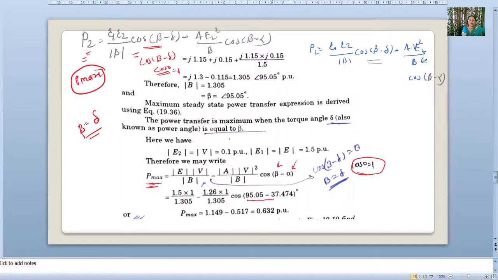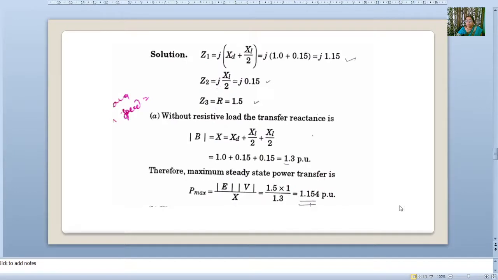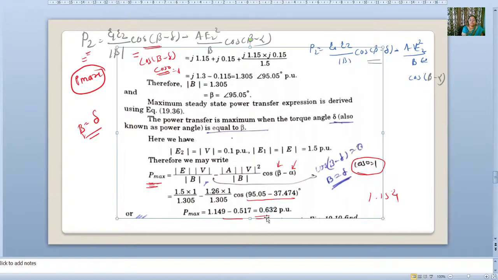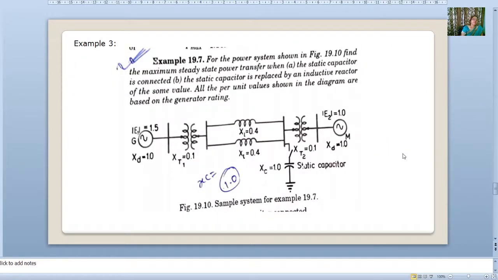Now we put these two values, and we find the steady state stability limit will be 0.632. Earlier it was, I think, 1.154. Look here, 1.154, and now it is 0.632 due to losses. What effect are we getting? You have to consider that formula only in the resistive case.